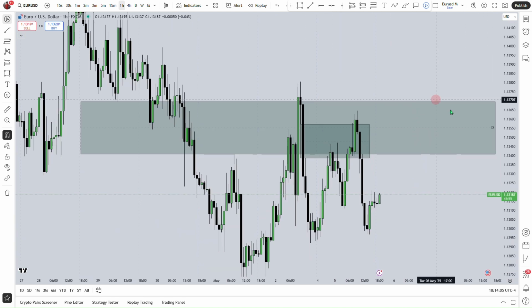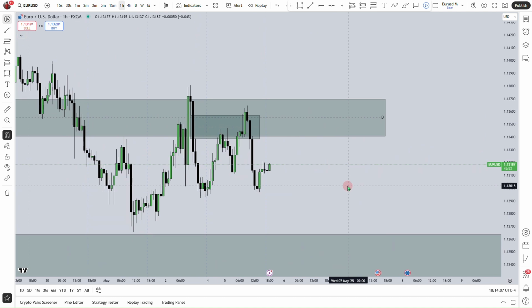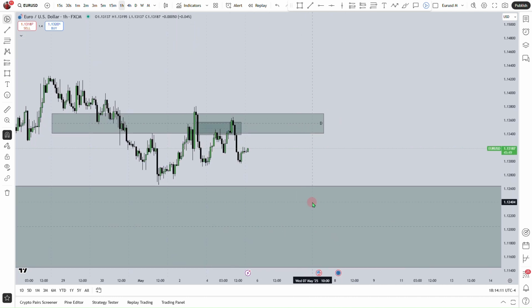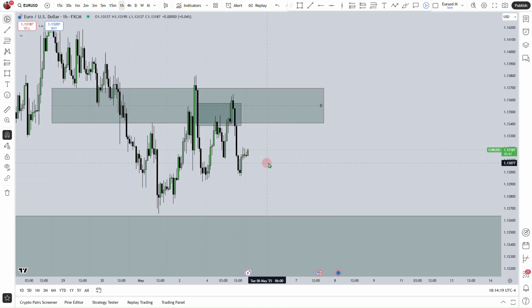As my bias is to go down in this weekly fair value gap and then start towards the upside. So until we reach in this fair value gap, my bias is to go short. I'm gonna look only at short trades.